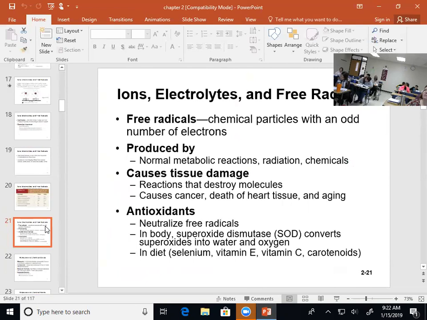The problem comes in when you're making too many free radicals, and this is what I need you all to know about. This is why overexposure to radiation is so bad, because it creates these free radicals that are destructive inside the cell and eventually can even affect the DNA of the cell. Y'all have all heard that you don't want to be overexposed to radiation, haven't you? So this is one of the reasons why.